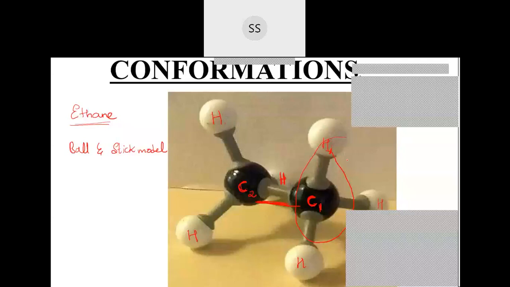Now if you rotate this particular thing, then you will get different arrangements. The angle will change. Now they are at the same angle, meaning one is overlapping the other. If you keep rotating them, you will get different possible arrangements. That is what we call conformers, and the process of doing this is called conformation.